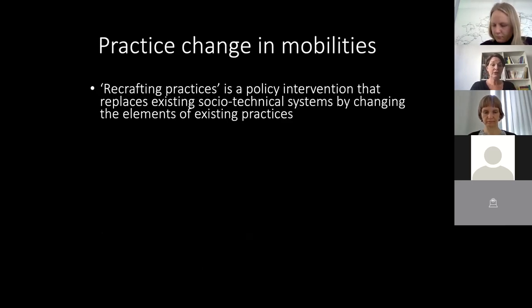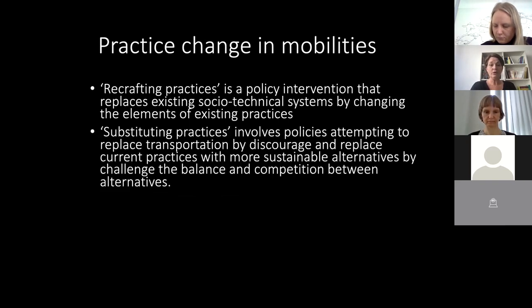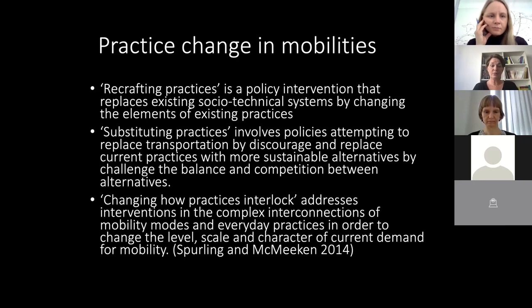In mobilities, there has been this way of thinking about it in relation to recrafting practices, where you say, okay, this is a policy intervention that replaces existing socio-technical systems by changing the elements of existing practices. Or substituting, where we are attempting to replace transportation by discouraging and replacing current practices with more sustainable alternatives. And there is changing how practices interlock, which is addressing interventions in the complex interconnections of mobility modes and everyday practices in order to change the level, scale, and character of current demand for mobility. You could say that in the recrafting, it could be replacing, it would be mobility as a service, for instance, where instead of using your own car, you have a shared car. Substituting practices could be something related to working more from home.